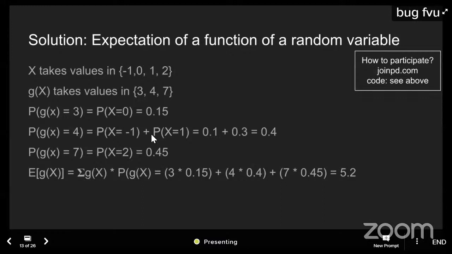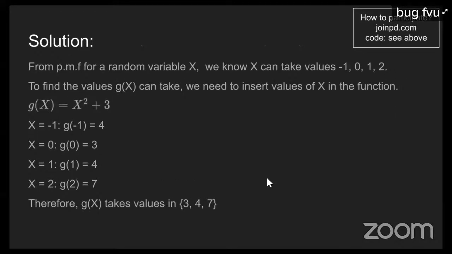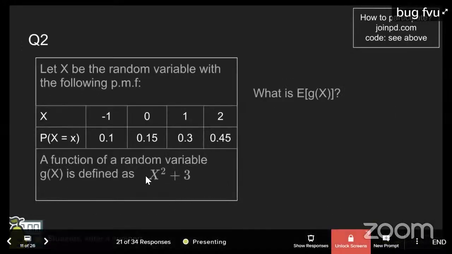When you know the possible values that g of x can take, and the probabilities with which it can take these values, you can simply compute the expectation. Any doubt in this? Sir, I took a slightly different approach. I calculated x square, multiplied directly with the probability, and added 3 to the end result. Yeah, you will get the same answer. There are different ways you can approach. You can simply compute the expected value of x square and then add the constant 3 to it. It's just how you use the property of expectation in different ways.